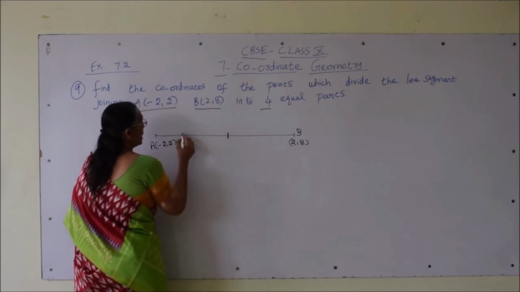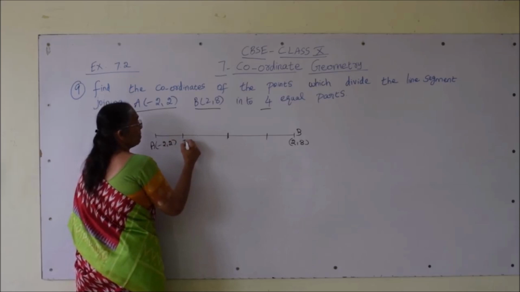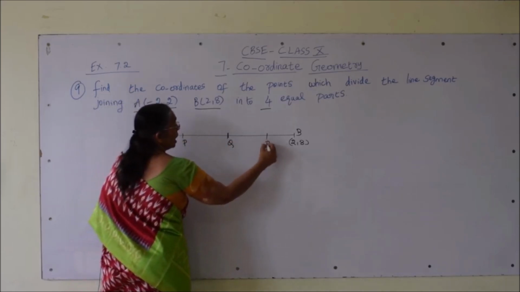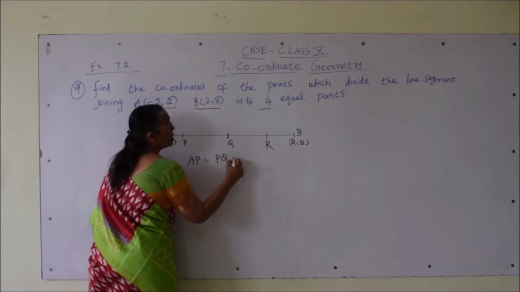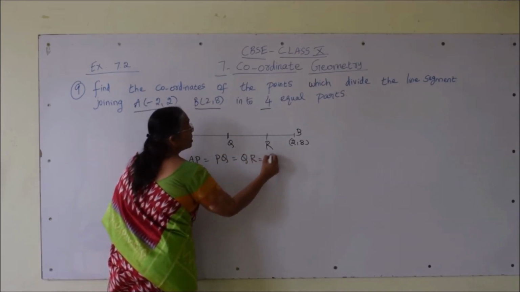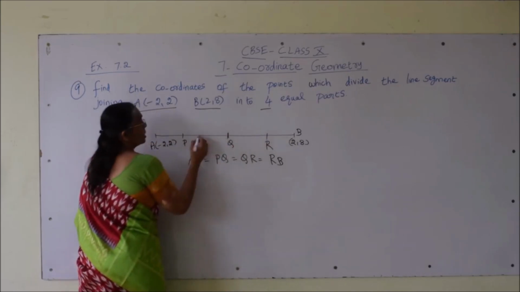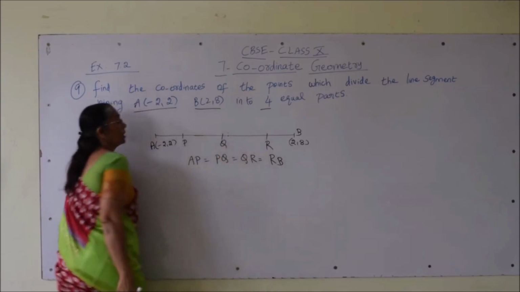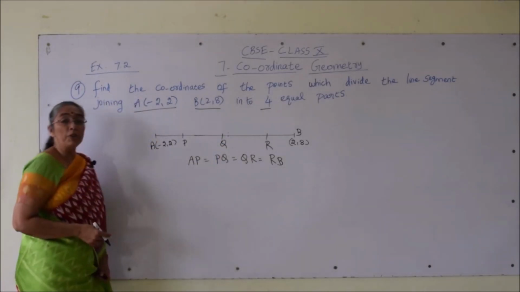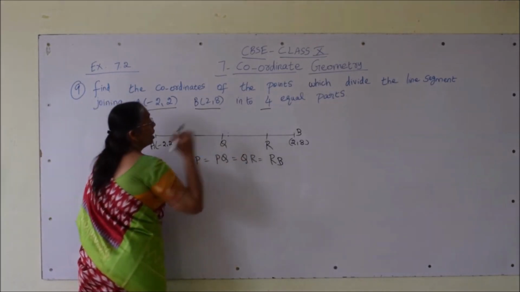2 equal parts again here. So, now we can see 4 equal parts, that is here P, Q, R. So, we can see AP is equal to PQ is equal to QR is equal to RB. So, these are 4 equal parts. Just approximately I have done, but it should be equal. Now, we have to find the coordinates of P, Q and R.